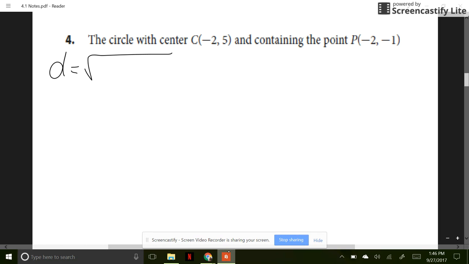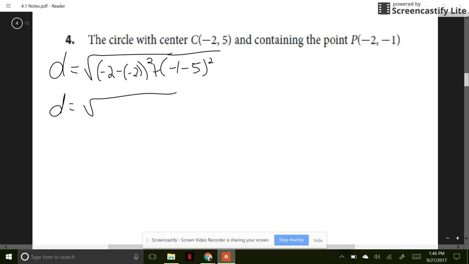Distance is the square root of (x2 - x1)², which is (-2 - -2)², plus (y2 - y1)², which is (-1 - 5)². So this becomes 0, and this becomes 6 squared, which is 36. So our distance is 6. And again, this is a representation of the radius because it's the distance from the center to any point.